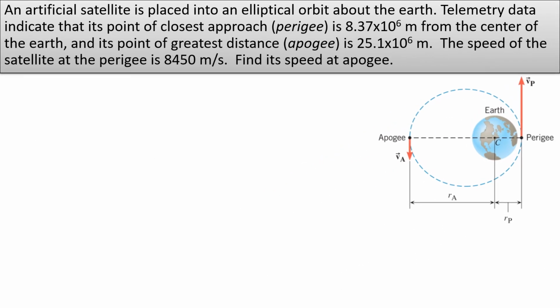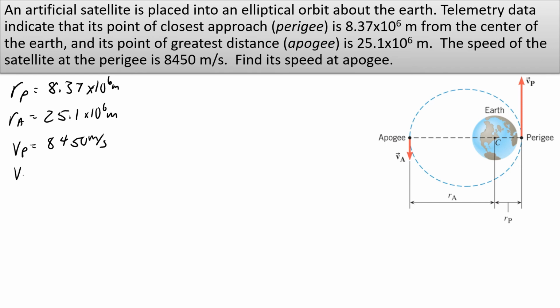So let's start this by writing the given information. We have two different radiuses here. At perigee, it's 8.37 times 10 to the 6 meters, and at apogee, it's 25.1 times 10 to the 6 meters. They don't tell you the mass. They do tell you the velocity at perigee is 8,450, and we're looking for the velocity at apogee.